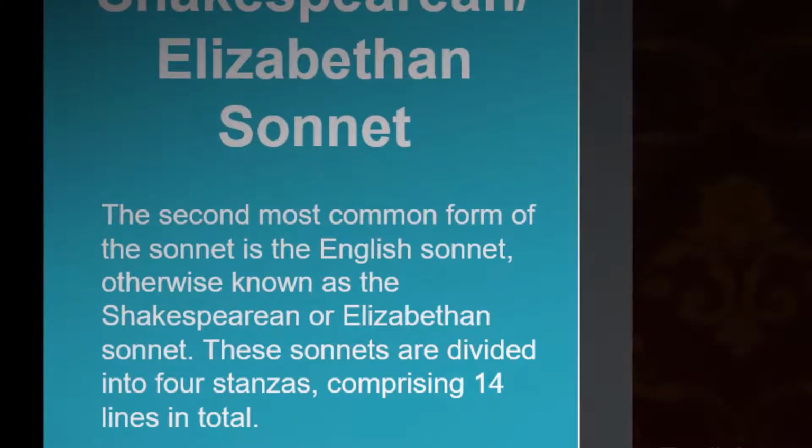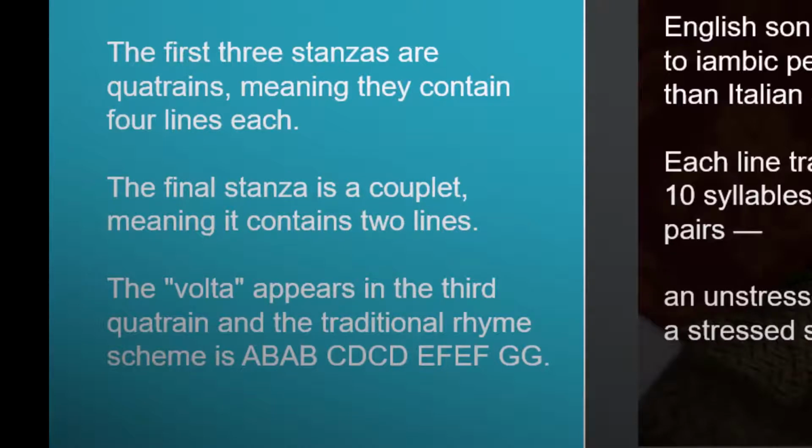Elizabethan sonnet. These sonnets are divided into 4 stanzas, comprising 14 lines in total. The first 3 stanzas are quatrains, meaning they contain 4 lines each. So a poem of 4 lines is actually called a quatrain. Okay? The final stanza is a couplet, meaning it contains 2 lines.